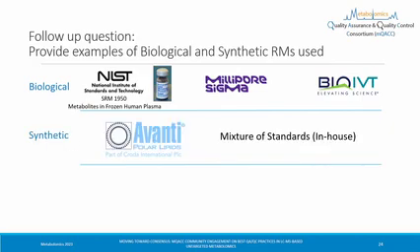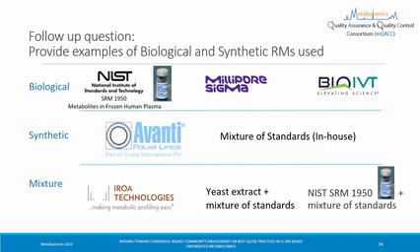On the synthetic side, folks offered Avanti polar lipids that they're often using. And then some folks are using a mixture of standards that they make in-house. And then you can combine both biological and synthetic materials. For example, the IROA technology, which are uniquely labeled internal standards, and you can add them to your favorite matrix, like a yeast extract. And then other folks are using SRM 1950 and amending them with a synthetic standard that fits their purpose.